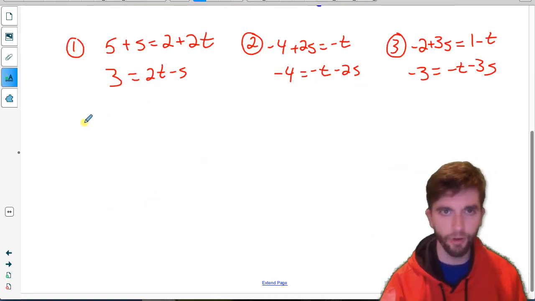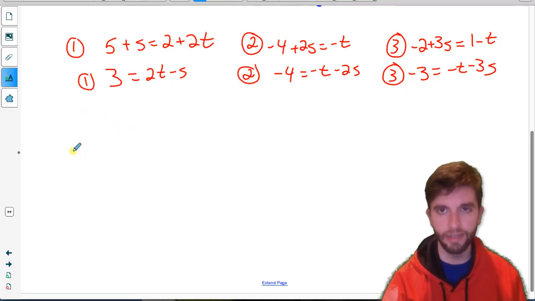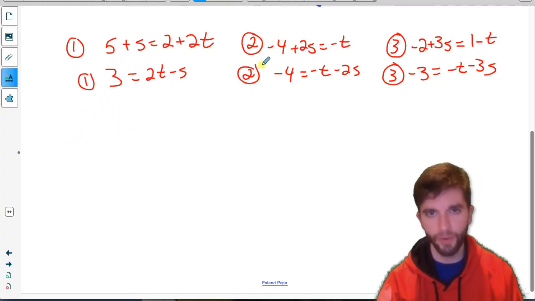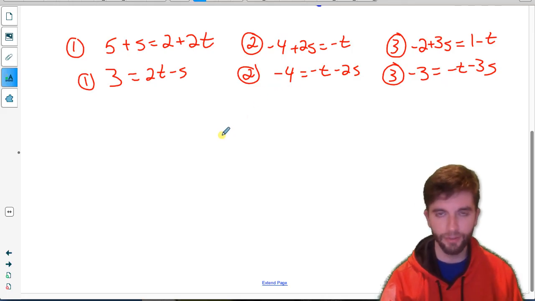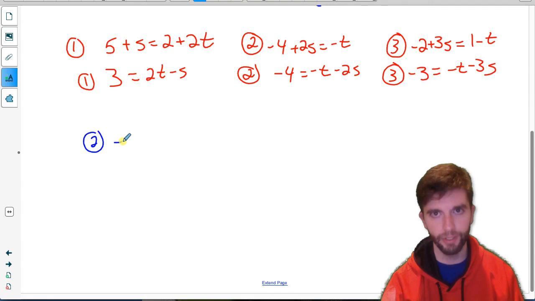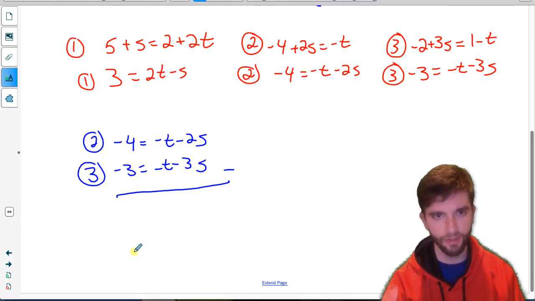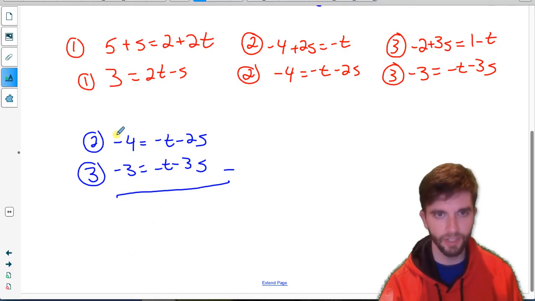And once you have all three equations, we pick any pair of two of those and solve for t and s. So I think I'm going to use equation 2 and 3 because if I subtracted those equations right away, the t's would eliminate. So let me just rewrite equation 2 and 3 here. If I subtracted these two equations, the t's would eliminate. So let's subtract all pairs of like terms.